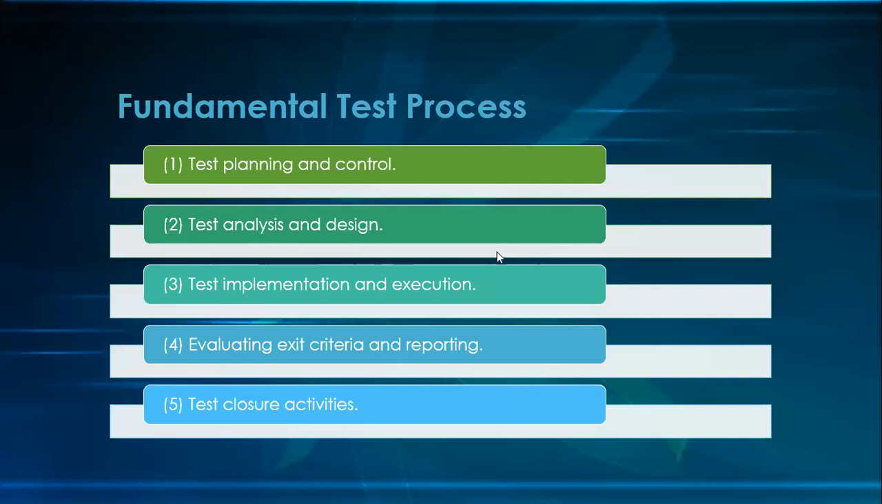So then the fourth one is evaluating exit criteria and reporting. Exit criteria and reporting. So another twin that you must all write down: entry criteria and exit criteria. Entry, exit. Entry as ENTRY.